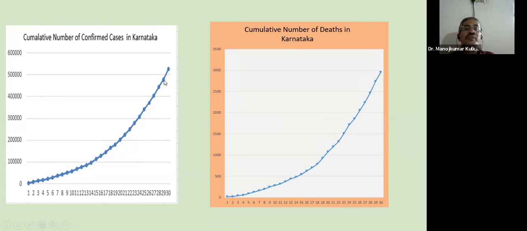This is the pace at which the cases were increasing, and similarly the cumulative deaths, in 1 month, reached up to 3,000 deaths. In the first month itself of the second wave, Karnataka state reported this. Why we selected Karnataka was because it was one of the most affected states out of the 8 states. Though many states were reporting, these were the most affected because of COVID. So we focused on Karnataka, and through Karnataka we tried to sense the trend. What is the trend of this?